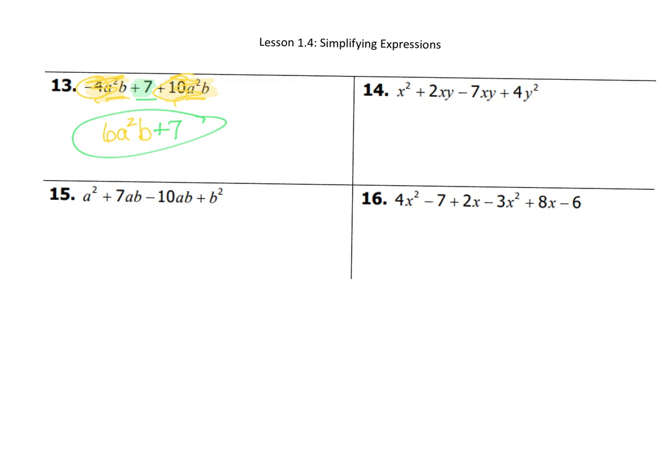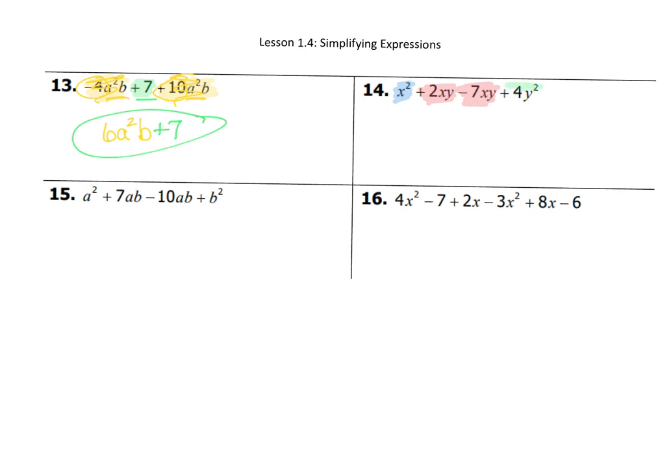Okay, number 14. We have x squared plus 2xy minus 7xy plus 4y squared. Okay, we've got an x squared. It can only go with another x squared term, but I do not have any, so it's by itself. I have a positive 2xy that can go with a negative 7xy because they are both xy terms.